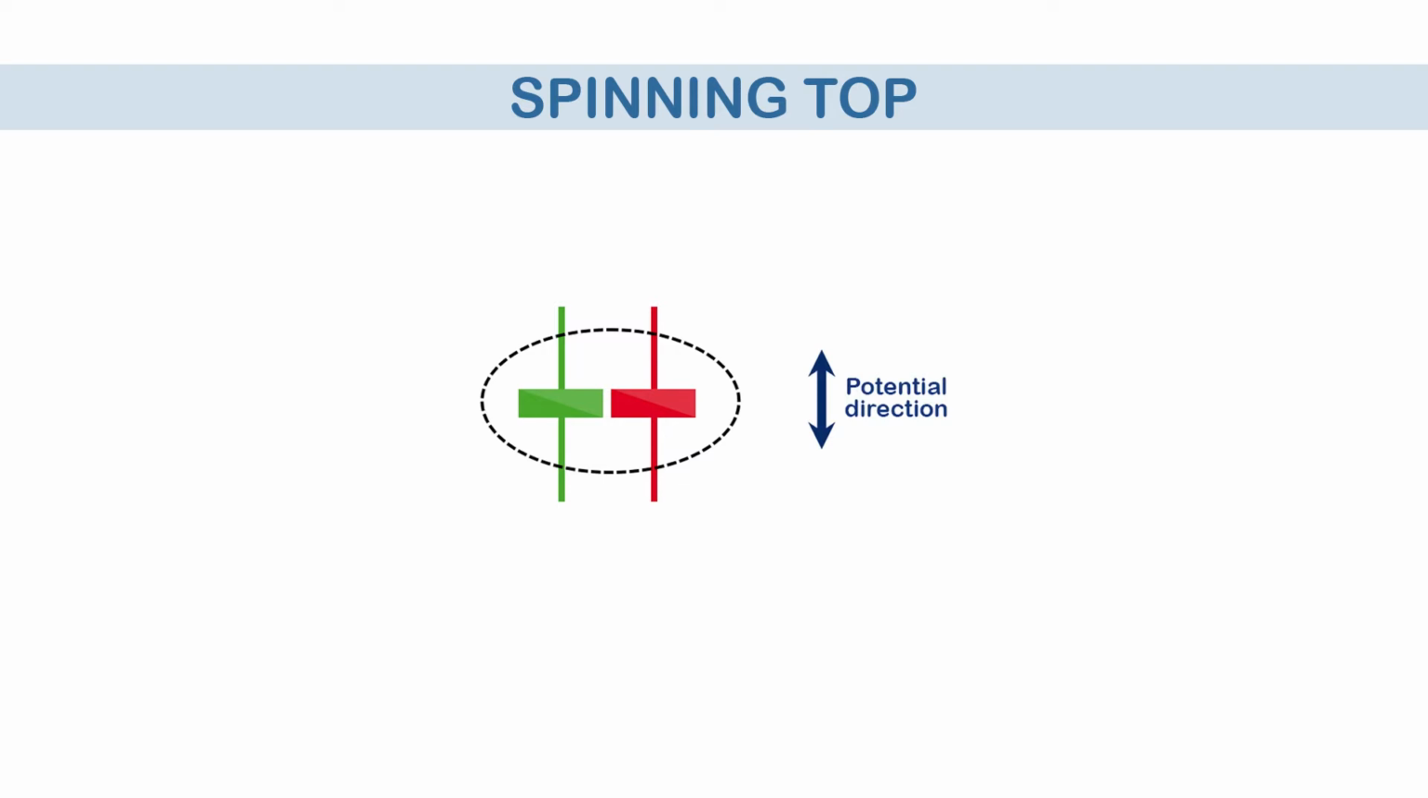Spinning tops are often interpreted as a period of consolidation or rest, following a significant uptrend or downtrend. On its own, the spinning top is a relatively benign signal, but it can be interpreted as a sign of things to come, as it signifies that the current market pressure is losing control.